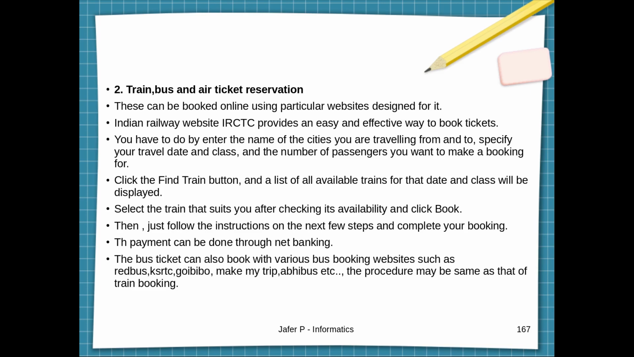Bus tickets can also be booked with various bus booking websites such as Redbus, KSRTC, Goibibo, MakeMyTrip, Abhibus, etc. There are different websites available for booking bus tickets for both government buses as well as private buses. The procedure may be the same as that of train booking. Once you enter any bus booking website, you have to give the cities from and to, and also the type of bus, date and time, as well as the number of passengers and the number of seats you want to allocate, etc.